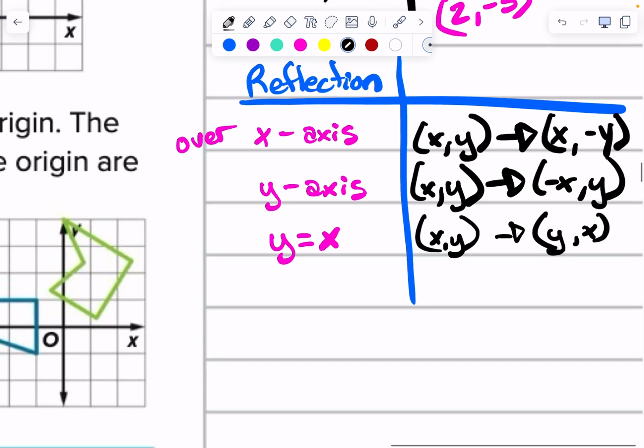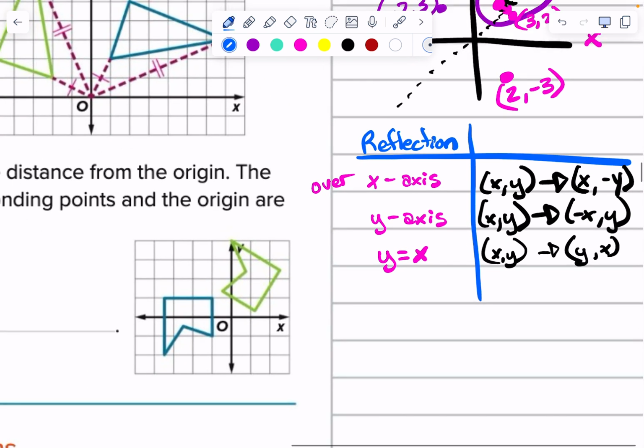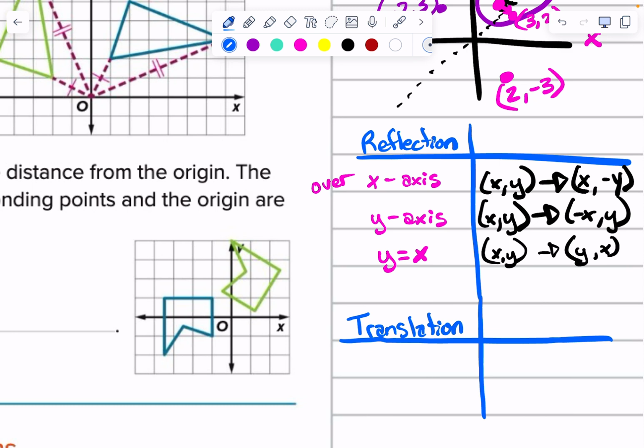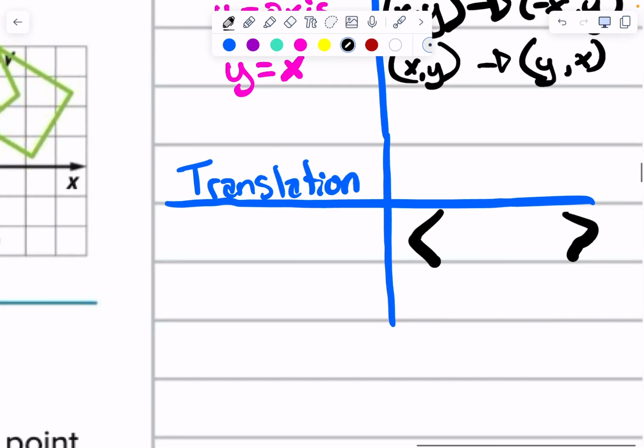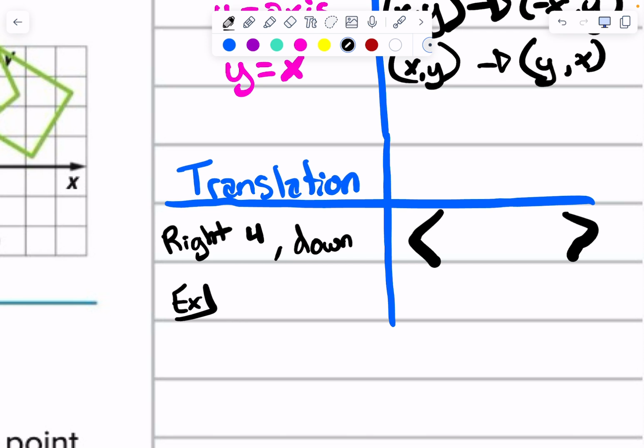Okay. All right. The next one is a translation. Here's how a translation works. A lot of times they will do translations in these little triangular brackets right here, like this. So they'll say a translation in triangular brackets. Let's say I'm going to do an example with this. Let's say I'm going to the right 4 and down 6. I want to take my shape and move it to the right 4 and down 6, okay?